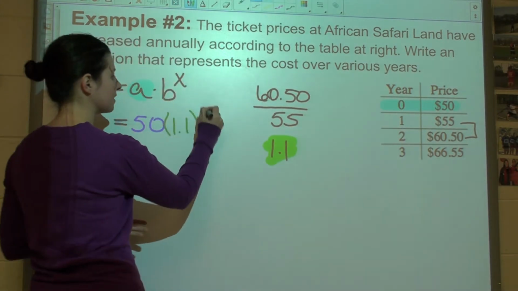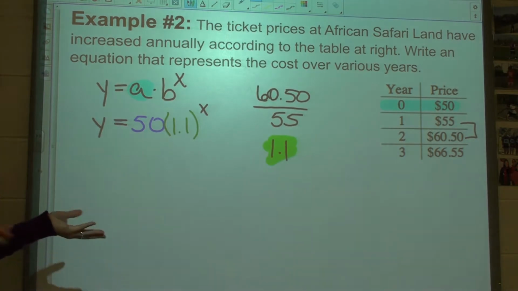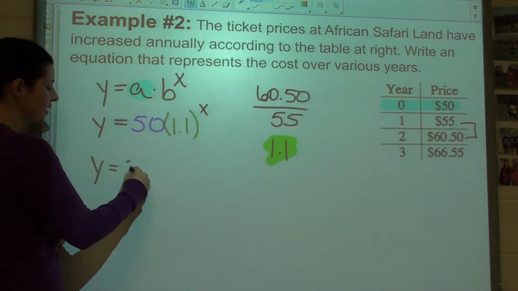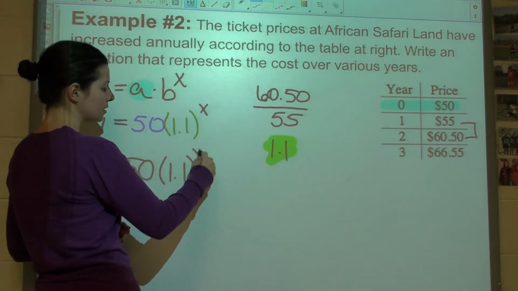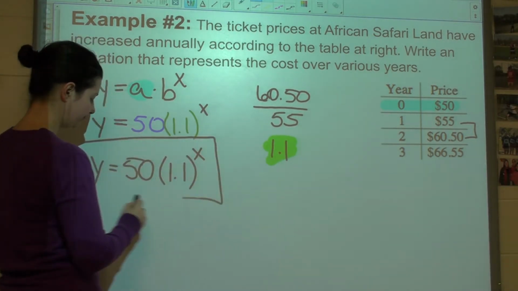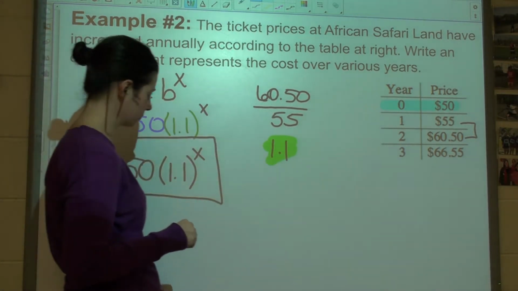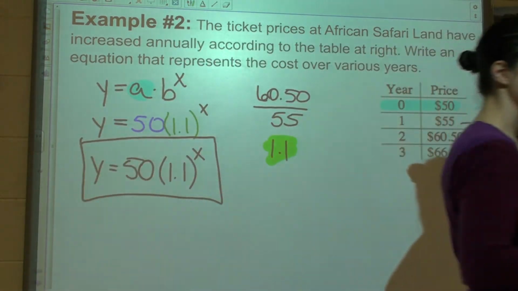And then we're going to leave x as it is, and that's just going to be my equation. Is y equals 50, which is my initial value, times my b of 1.1 to the x power. And that's all we had to do for that one.